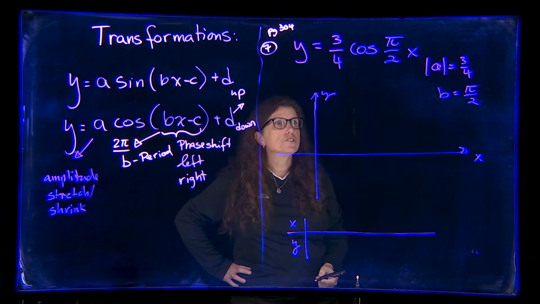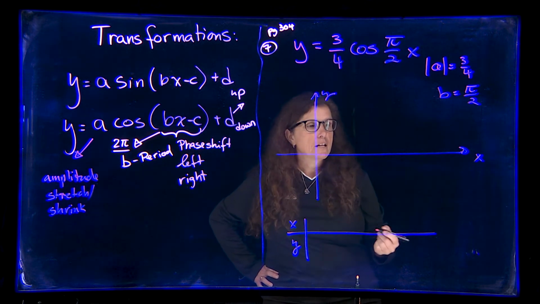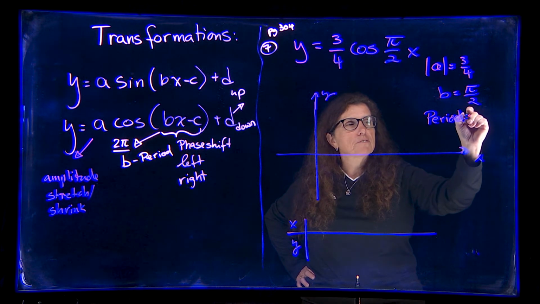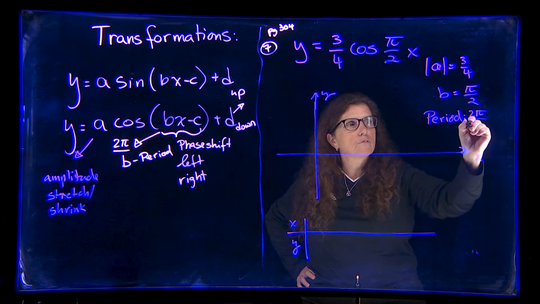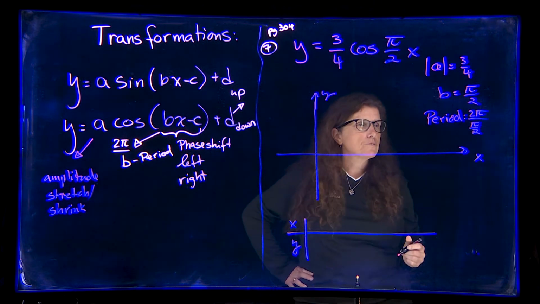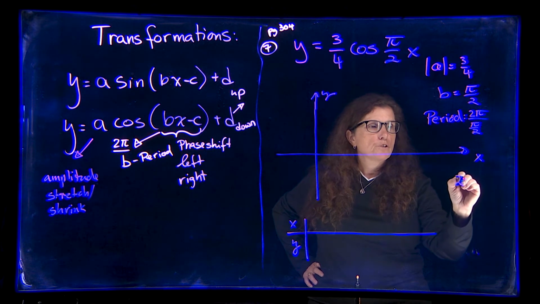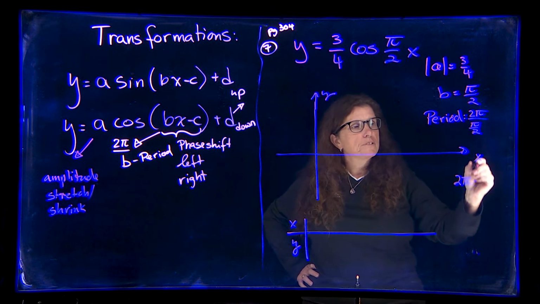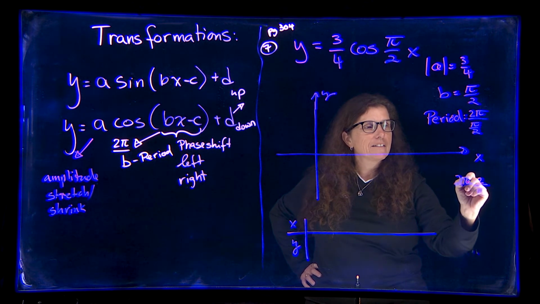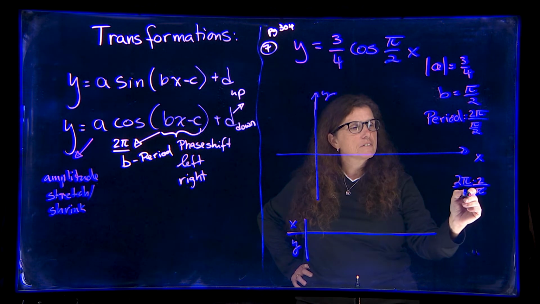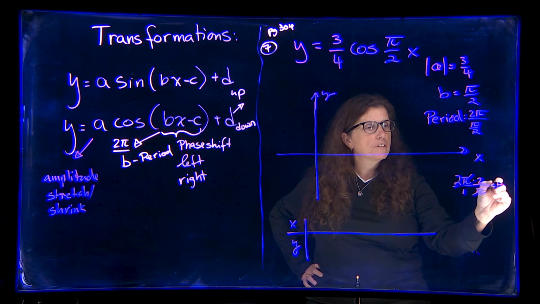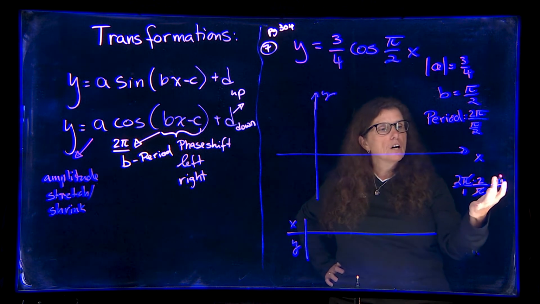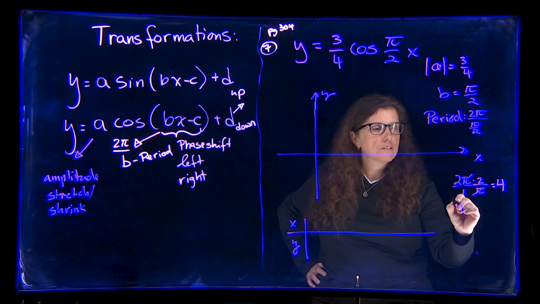B is the coefficient in front of the x, and with B, we need to find the period. So the period is 2 pi over pi over 2. Let's do some fraction action magic. 2 pi times, we need to flip, times 2 over pi. We can clearly see that the pi's reduce, and our period in this case is 4. It is 4. We do not have pi anymore. That's kind of nice, period.